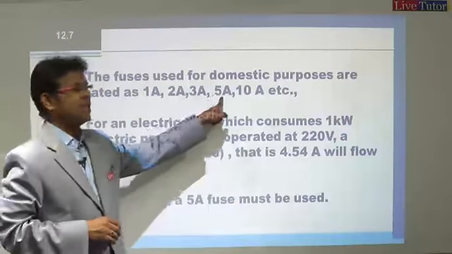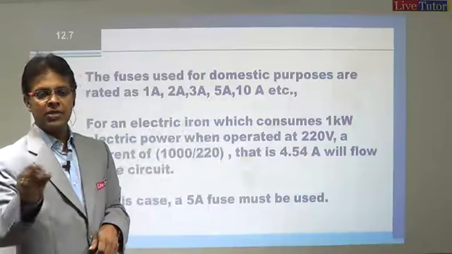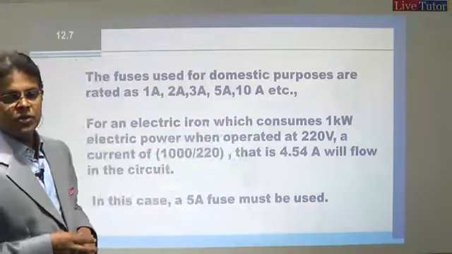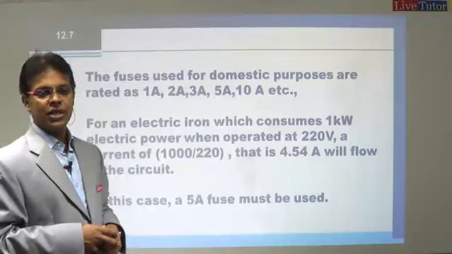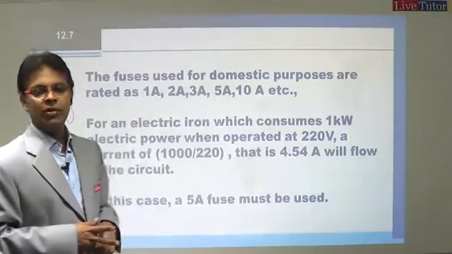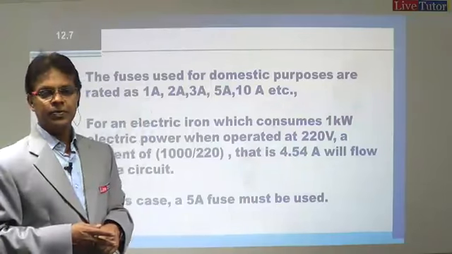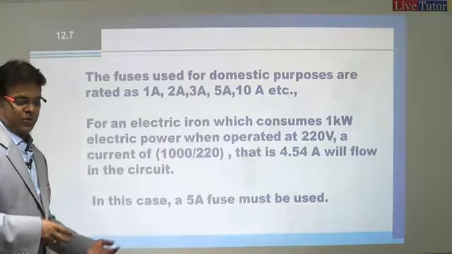And this 5 amps fuse cannot be used for your CPU. Inside the CPU there is a fuse, and we cannot use the same 5 amps fuse there. Or for a television, we cannot use a 1 amp fuse, because more current will flow, so that the fuse will get cut. So depending upon how much current is flowing, we have to choose the fuse.